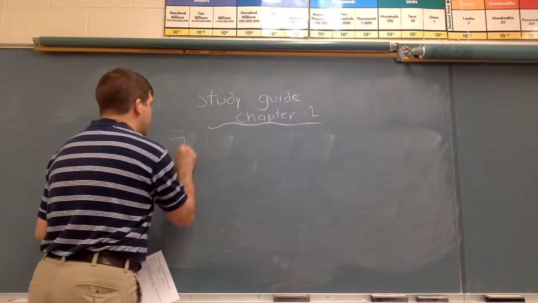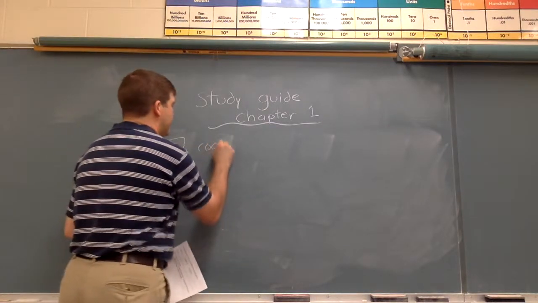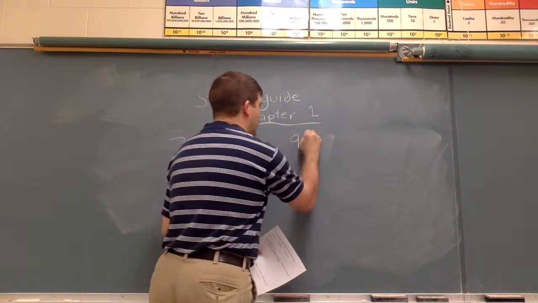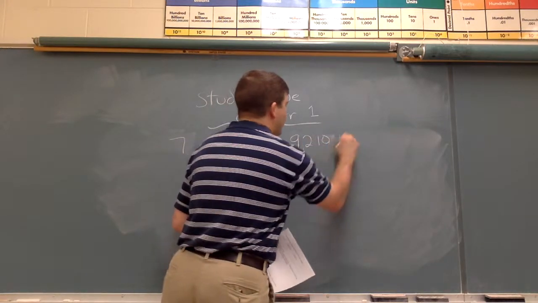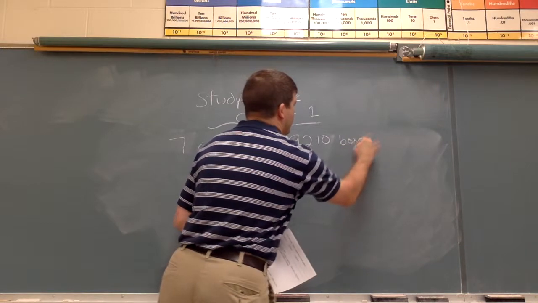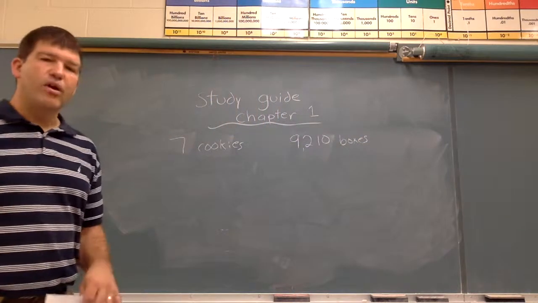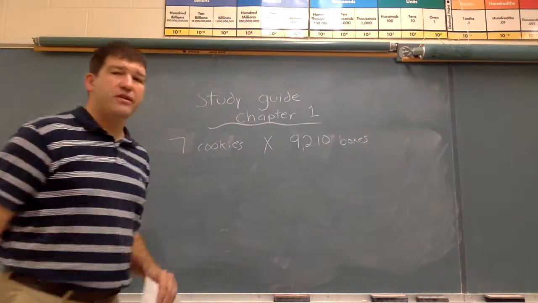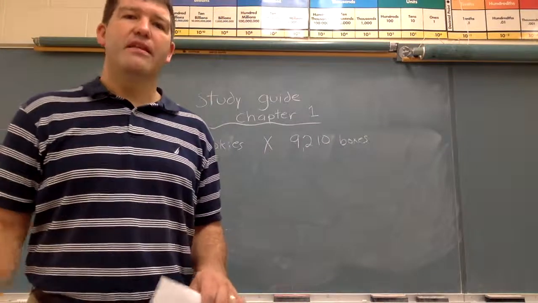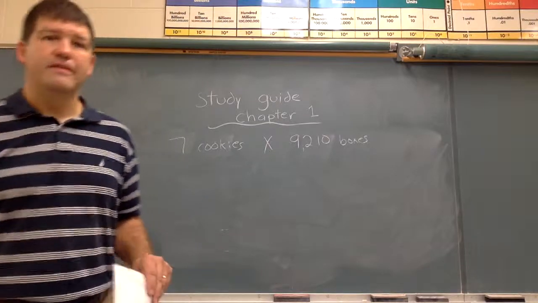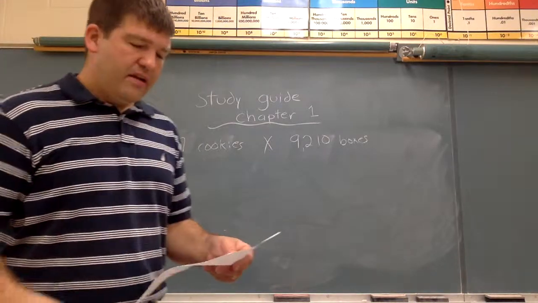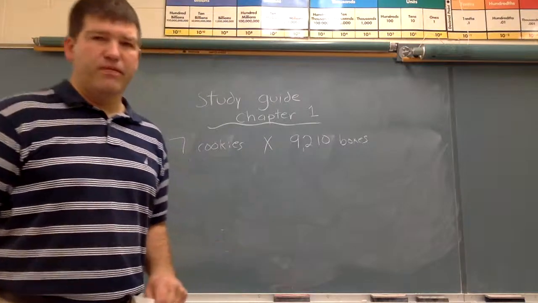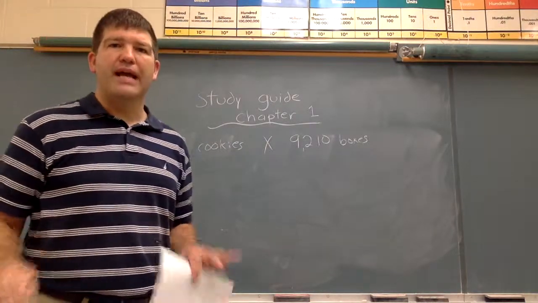So 7 cookies, 9,210 boxes. I'm wanting to find the total number of cookies. This is a multiplication. I'm going to find the product of that. That'll give me the total number of cookies. So I'm going to do this by estimating. It says on the sheet to estimate the total number of cookies. I don't need the exact amount. I just want to estimate.